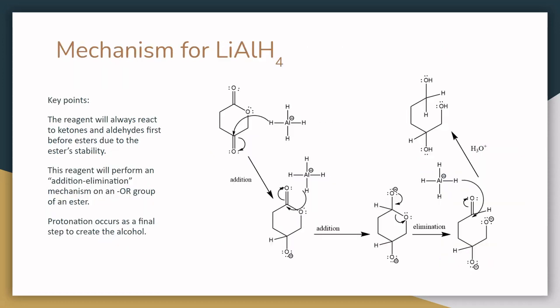One of the many mechanisms that you will need to know for alcohols is the mechanism for lithium aluminum hydride. I won't be going over each step in the mechanism, but the key takeaways are that this reagent will always react to the less stable group first, and this almost always means that ketones or aldehydes will react first, and then esters if there is one present, such as in this case. So as you can see, in the first step, the aluminum hydride reacts with the ketone first rather than the ester over here.